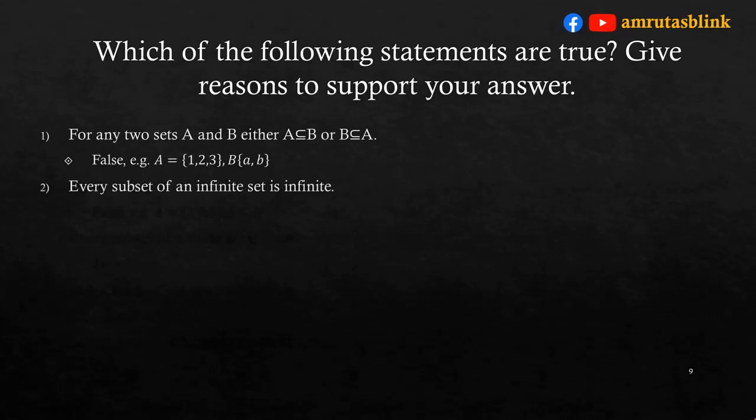Every subset of an infinite set is infinite. This statement is also false. Now suppose you have the set of natural numbers, which is an infinite set. At the same time you have set A equal to {1, 2, 3}. Now 1, 2 and 3 are elements which belong to natural numbers, hence we can say that A is a subset of N, where N is infinite, but at the same time A is a finite set, and hence this statement is also false.